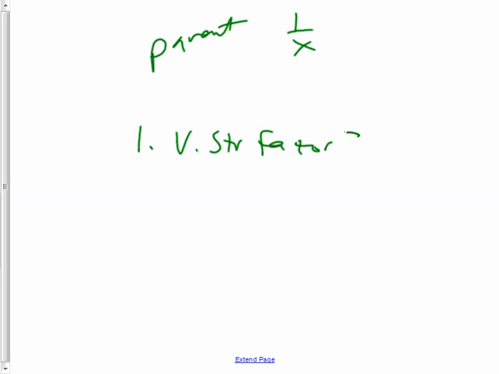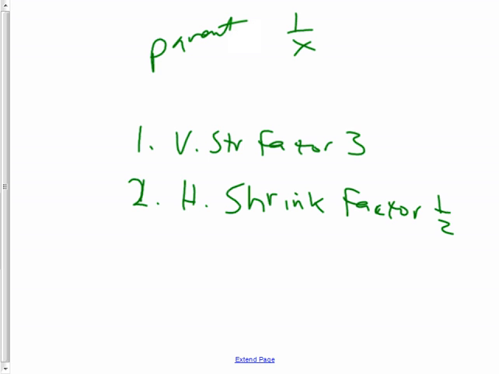All right, next one, I'm going to give you some directions and I want you to make me an equation. If the parent is the 1 over x graph, then I want you to make me one that's had a vertical stretch factor 3 and a horizontal shrink, I can't spell shrink, S-H-R-I-N-K, factor 1/2 and a left 5. Write me the equation for that.